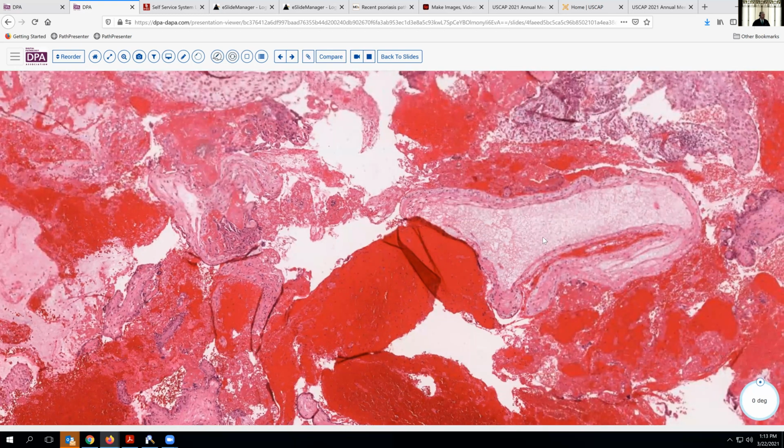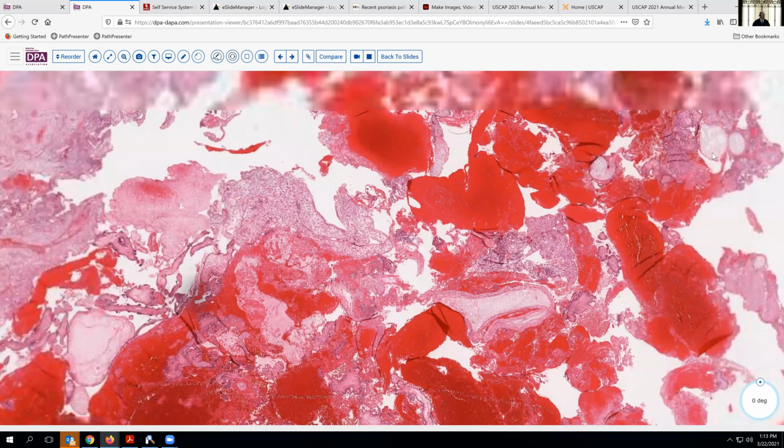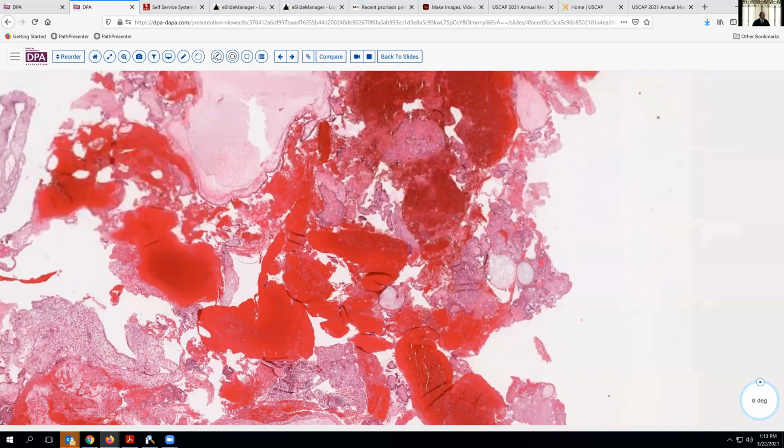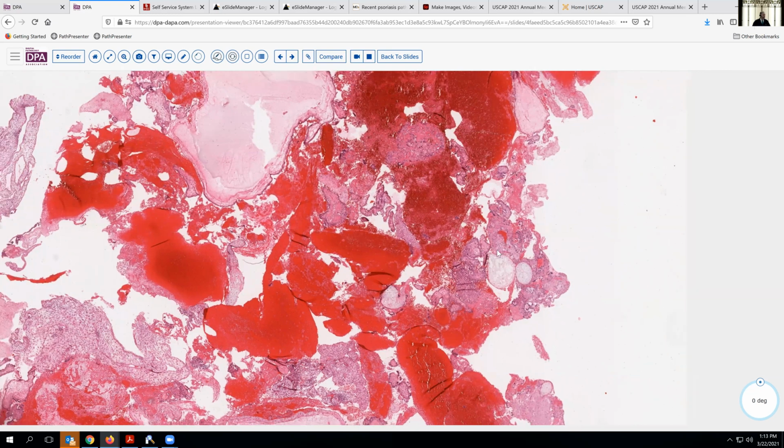Another villus here, a little bit of scallop architecture, and other villi around with variable degrees of edema and cistern formation. So you could see here that the differential would be between a hydropic abortus probably and a partial mole. Partial moles have cisterns, hydropic villi usually do not. There's not much in the way of trophoblastic proliferation.